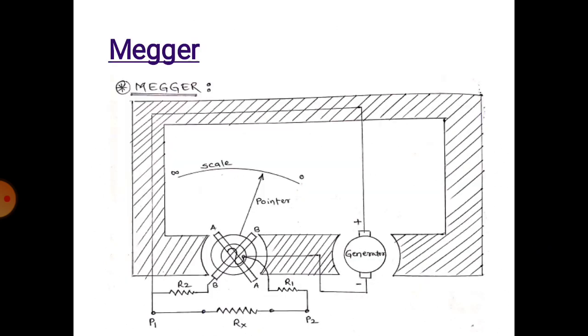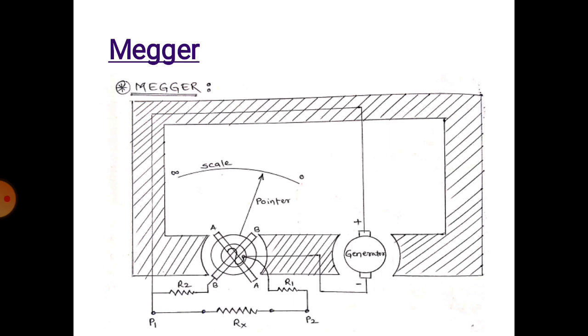And next concept is a Megger. So this is a very important concept in the chapter. Now we are going to discuss the working principle of a Megger. As you can see in the diagram, there is a scale, a pointer and a generator. The instrument used to test insulation resistance is called a Megger.